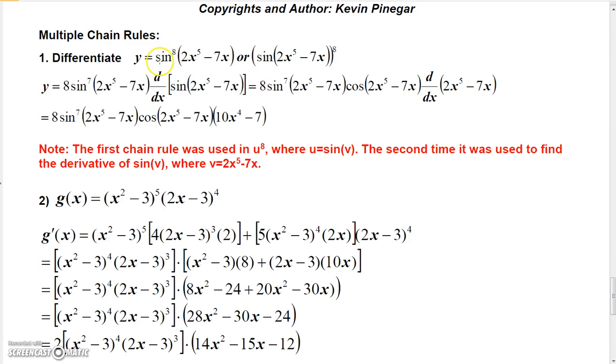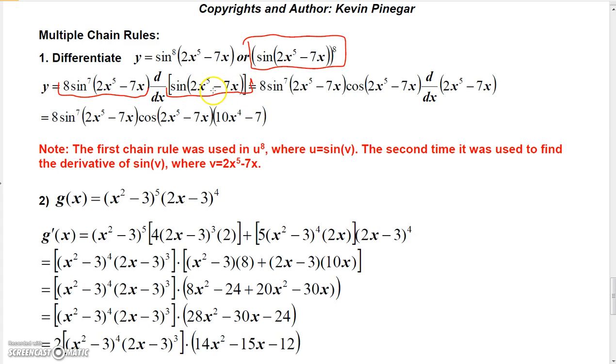Now you might have to do multiple chain rules. So like right here, I have sine to the 8th power, or you might write it like this, sine of all that to the 8th power. Well, the first thing I need to do is think of this as a function to the 8th power. So I would take 8 times the function to the 7th power, and then multiply by the derivative of the inside. But the inside is actually sine of that polynomial.